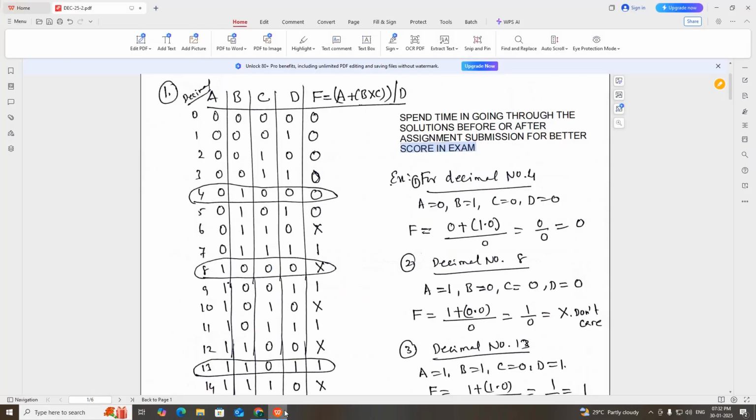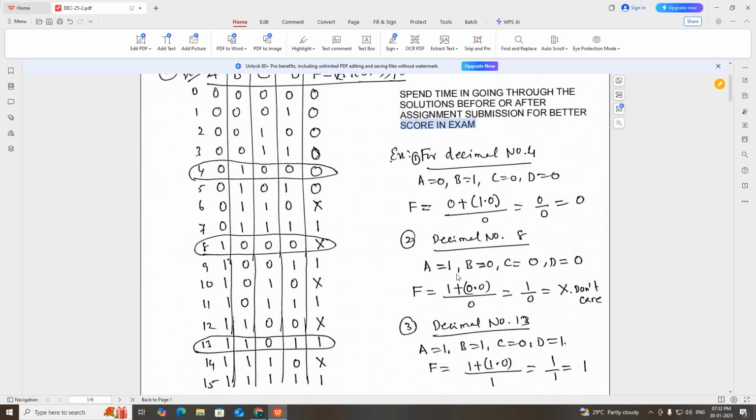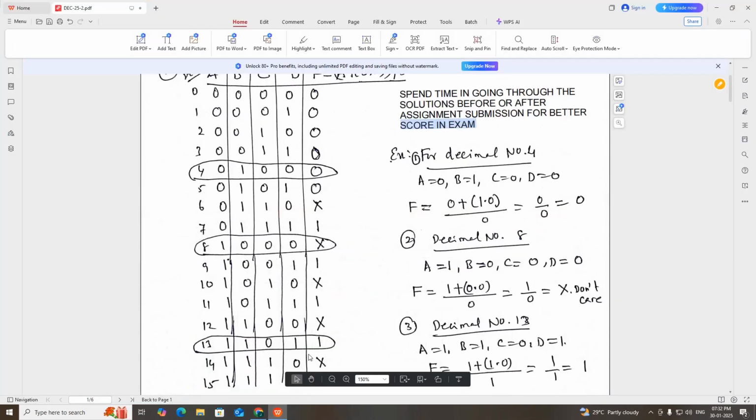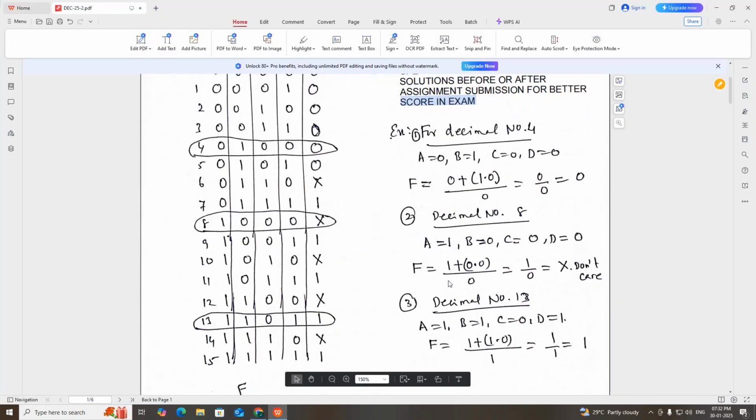Next you can see for serial number 8, a is equal to 1, and b, c, d are 0, 0, 0. So now a equal to 1, b and c are 0. Therefore the numerator will be 1 here, and the denominator is 0 because d is equal to 0 here. 1 by 0 is don't care, x. So we will see why it is. 1 by 0 is x, don't care. Therefore I put x here.